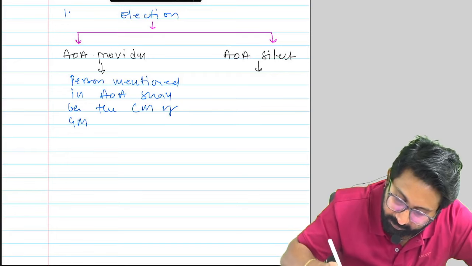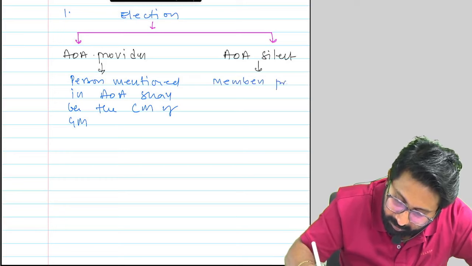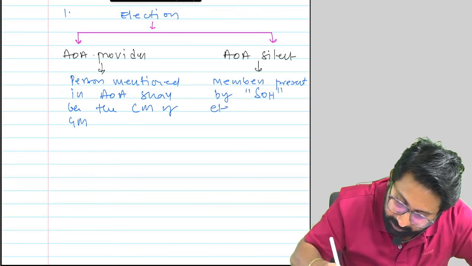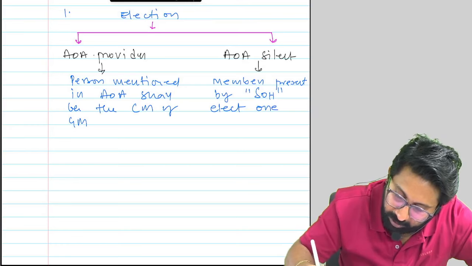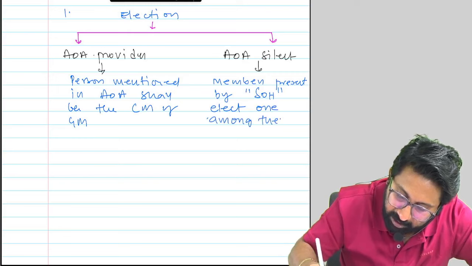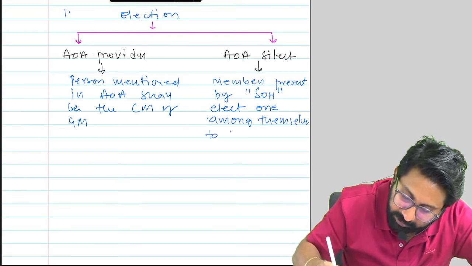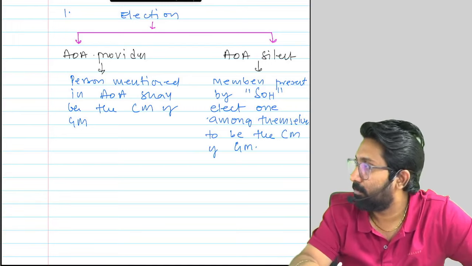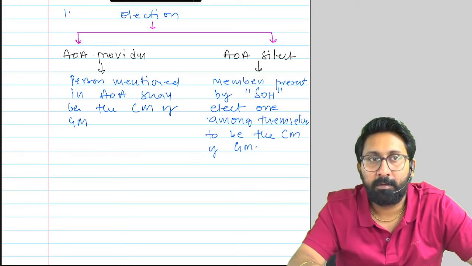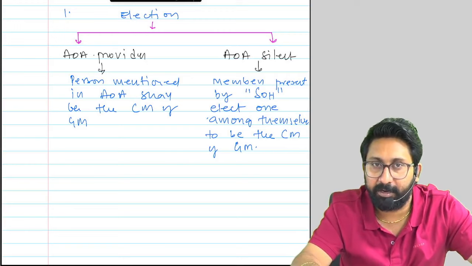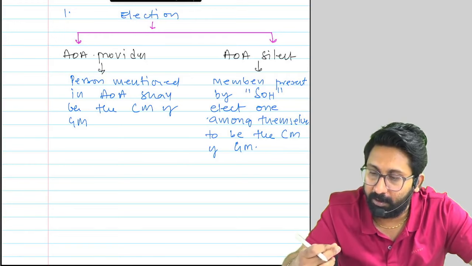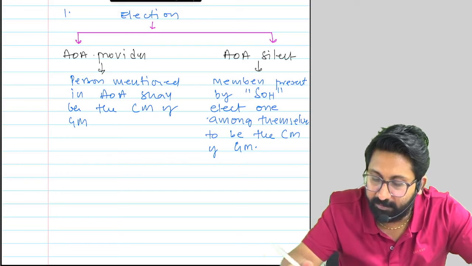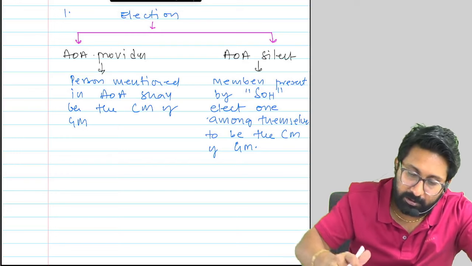Next, AOA silent. Members present by show of hands elect one among themselves. This is important. They can't elect outsiders. One among themselves to be the chairman of the general meeting. Everyone completed? Next. Second, last point.